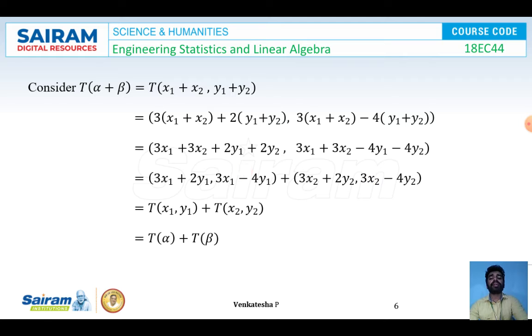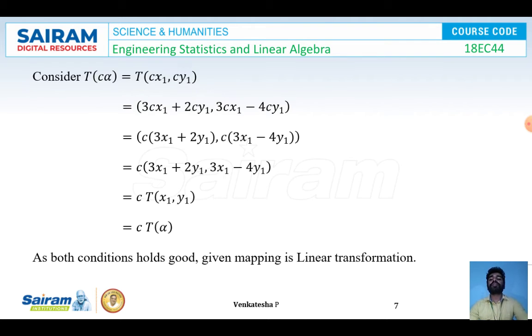So this can be written as T of x1 comma y1 plus T of x2 comma y2, and since I took alpha is equal to x1, y1, it becomes T alpha, and I took beta is equal to x2, y2, I got T beta. So hence I got T of alpha plus beta is equal to T of alpha plus T of beta. The first condition is satisfied. Now I am going to prove the second condition.